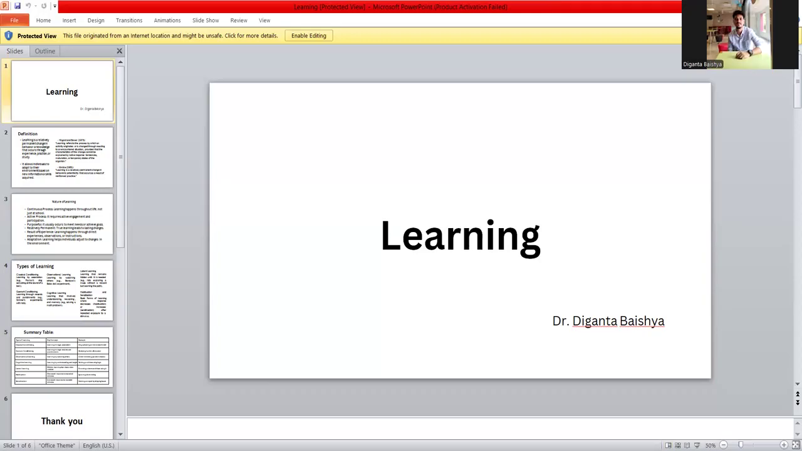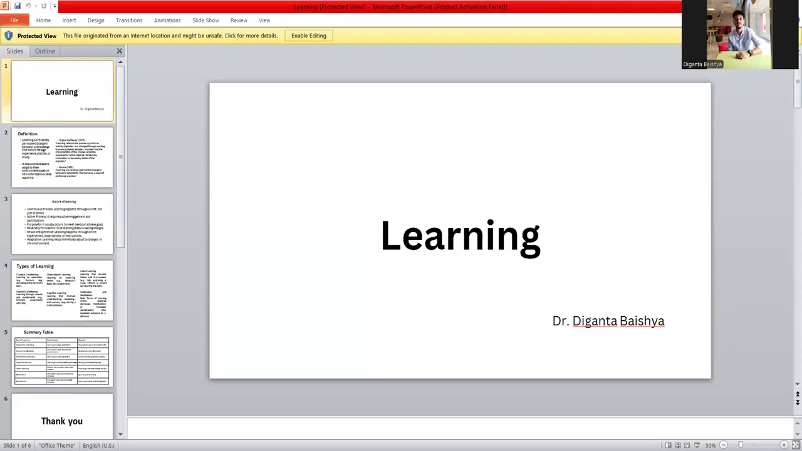Learning is the process through which individuals acquire or modify their knowledge, skills, behaviors, attitudes, or values based on experiences, practice, study, or observation. It leads to relatively permanent changes in behavior or understanding, allowing individuals to adapt to their environment more effectively. There are two definitions I have added in the slide. These were given by some renowned scholars.